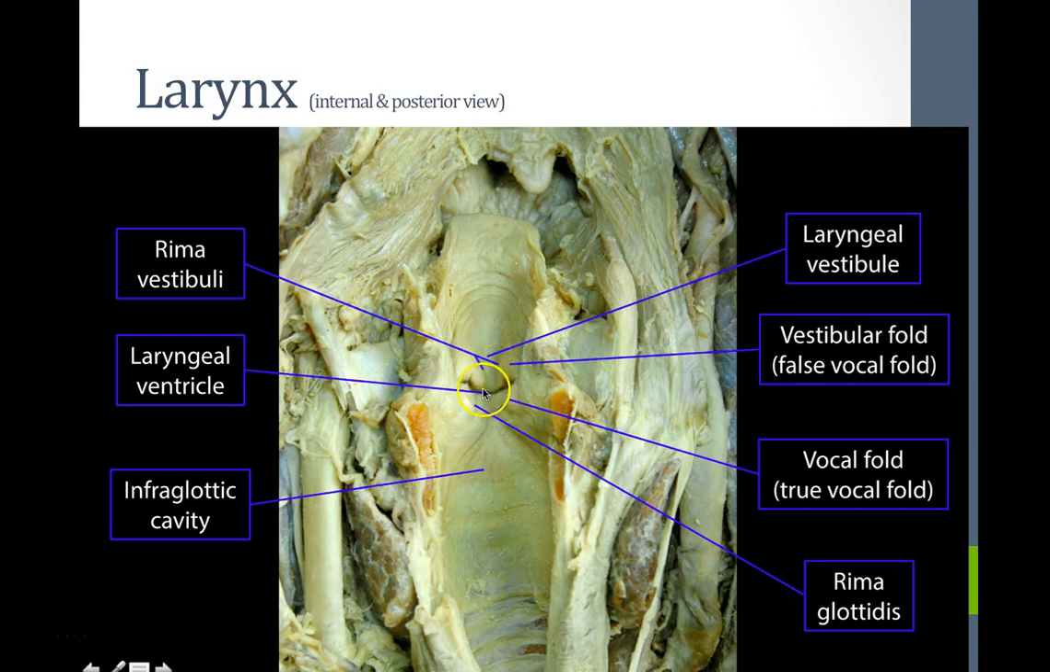The space sitting inferior to the false vocal fold but superior to my true vocal fold, that is called the ventricle. The space that sits between the two sides of my true vocal fold, that space is called rima glottis. And the last space inferior to the true vocal fold, this is called the infraglottic cavity.